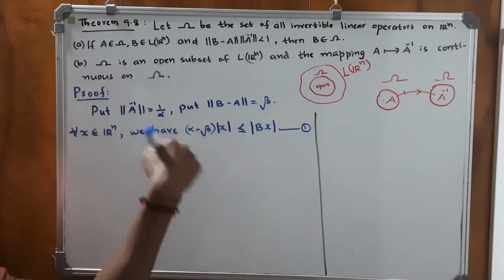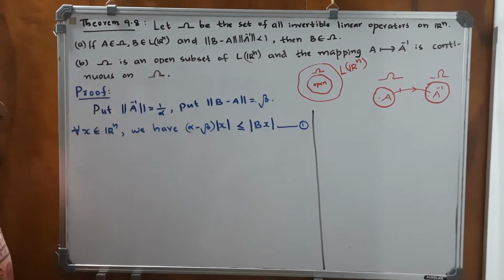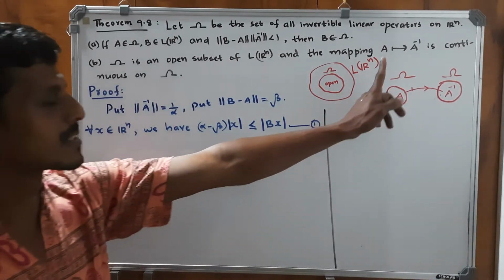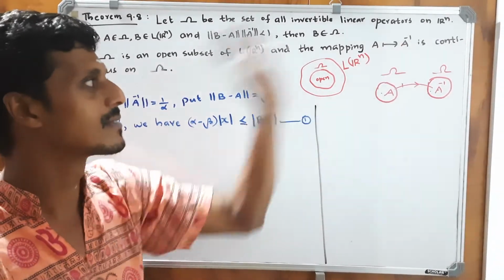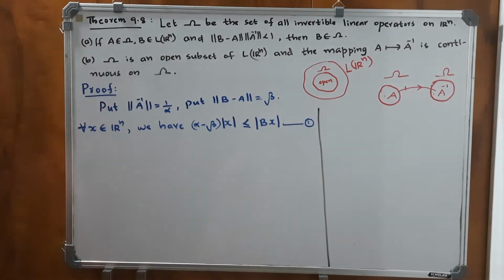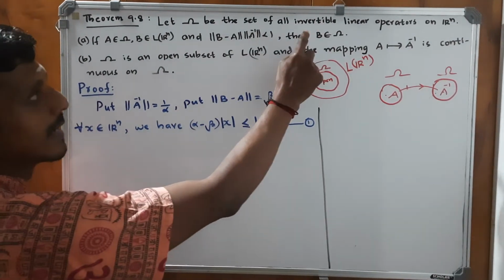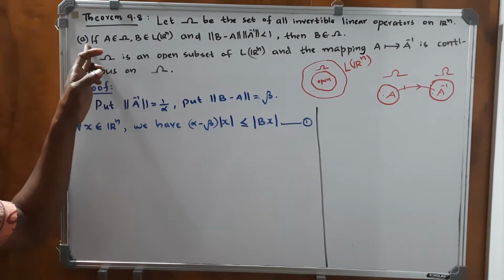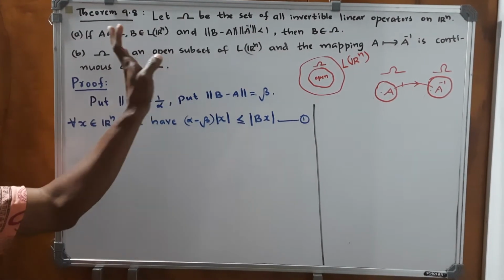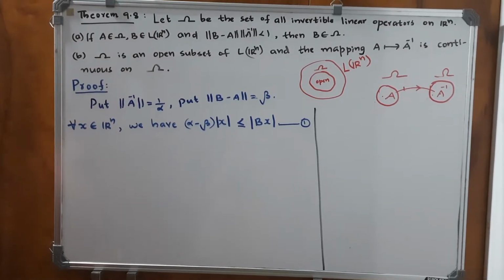Today we will discuss the remaining part of theorem 9.8, that the mapping which takes the linear operator A to A inverse is continuous on omega, where omega is the set of all invertible linear operators on Rn. We have already proved part A and half of part B in the previous video.